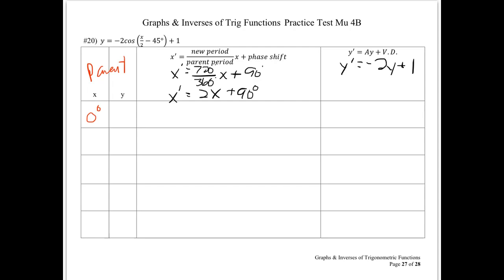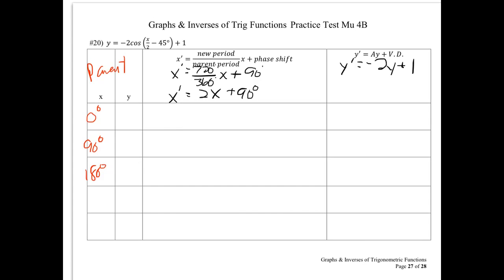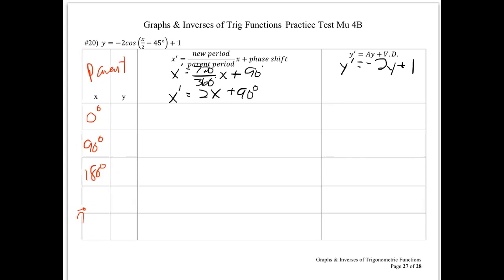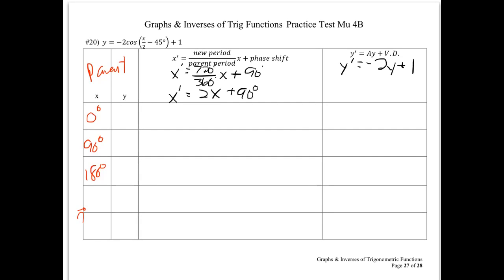My parent graph, which is cosine of x, goes 0 degrees, 90, 180. Hope I didn't fudge that up again. Think I might have. Be sad if it happens. Can't tell until post-production if I just made everything out of whack. We'll find out. Then, cosine of 0 degrees is 1, 90 is 0, 180 is negative 1, 270 is 0, 360 is 1.